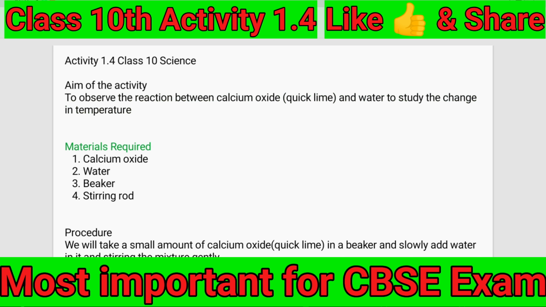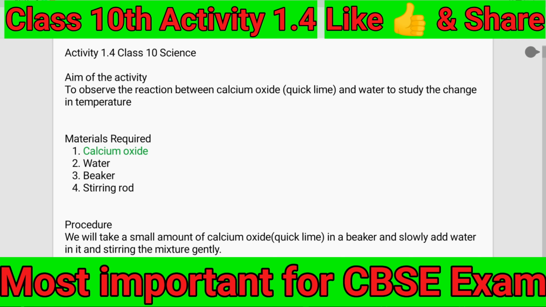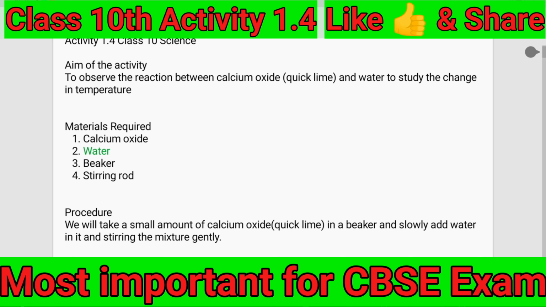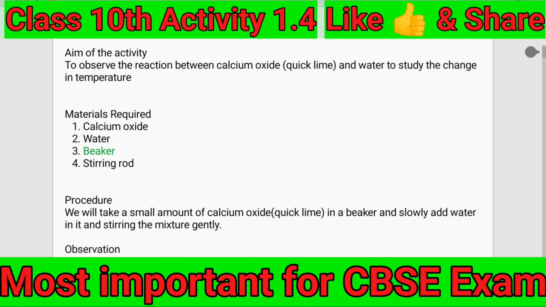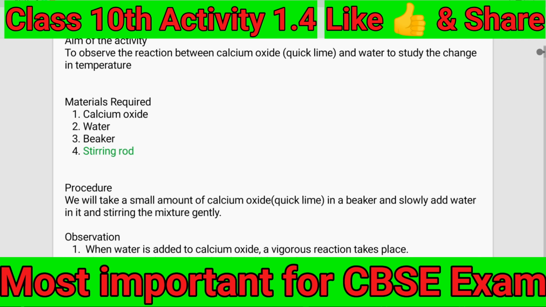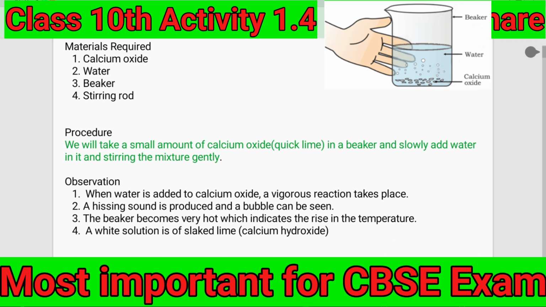Materials required: 1. Calcium oxide. 2. Water. 3. Beaker. 4. Stirring rod. Procedure: we will take a small amount of calcium oxide, quicklime, in a beaker and slowly add water to it, stirring the mixture gently.